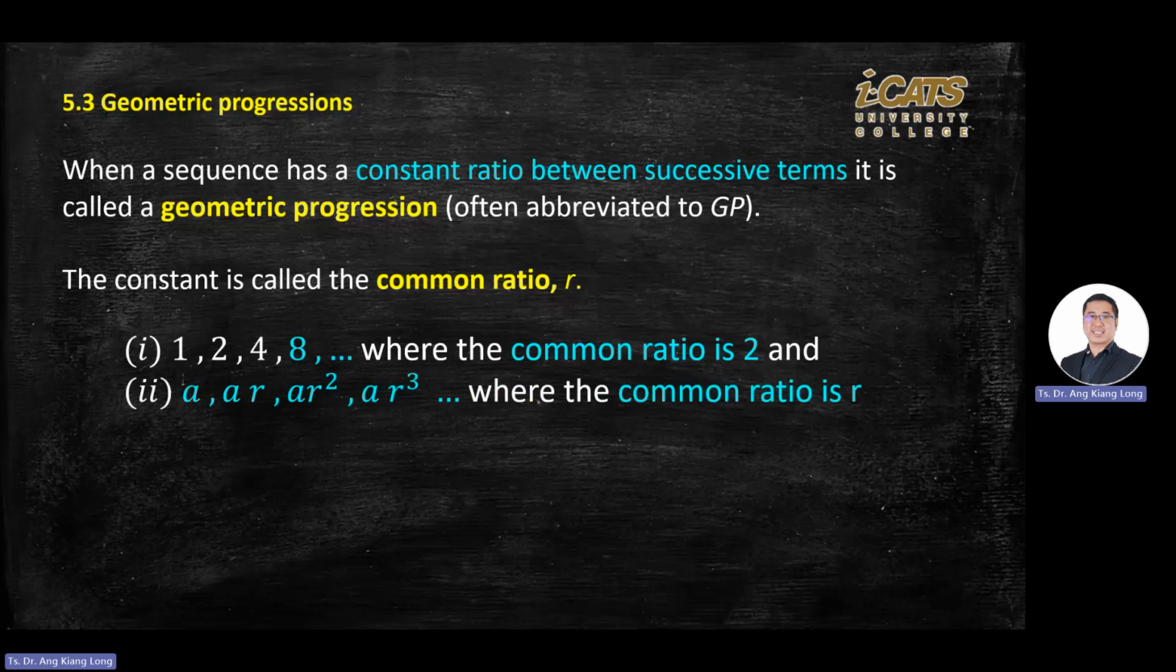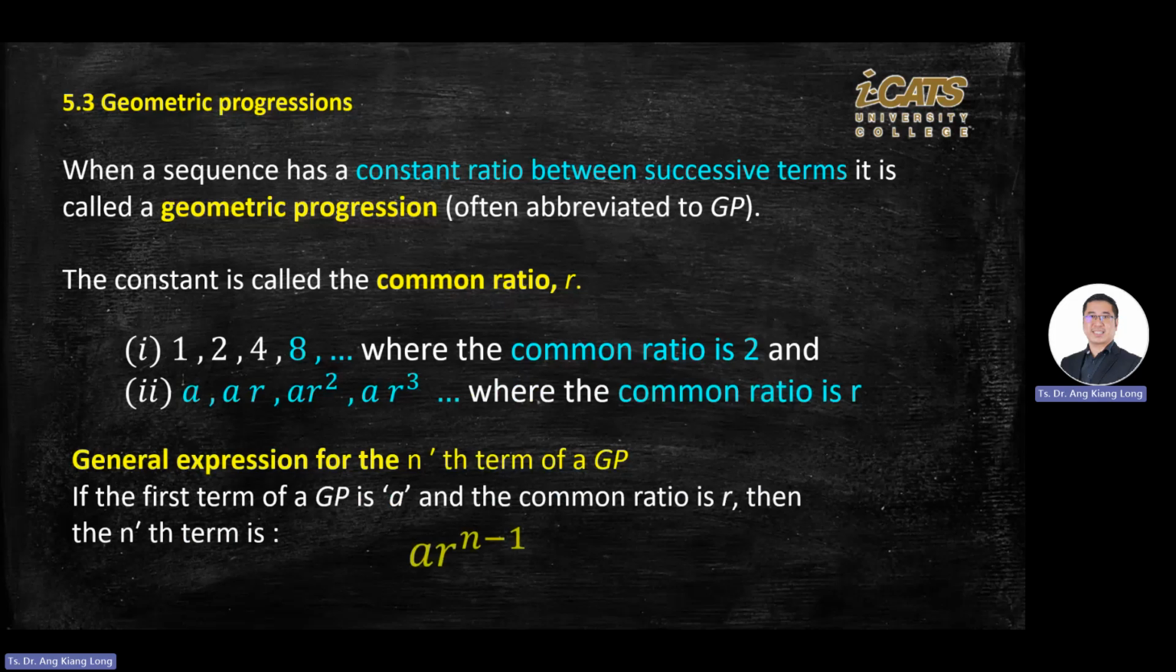So the first one is A, the second one is AR, the third term is AR^2, the fourth term is AR^3. You should be able to write a general equation for A, AR, AR^2, AR^3, and so on, for the nth term. If you want to find the nth term in the GP, you write AR^(n-1). A is the first number, R is the ratio, and the power is n minus 1.